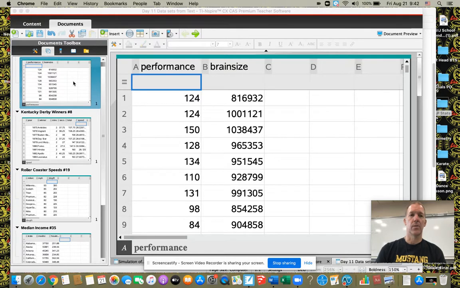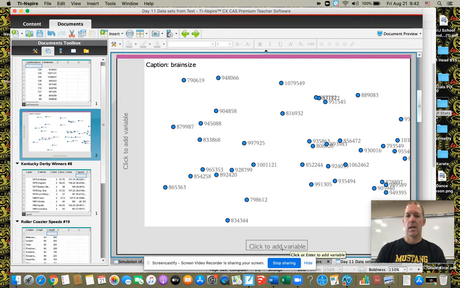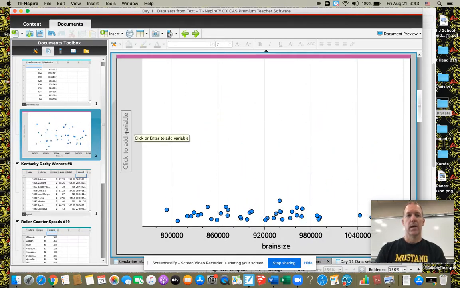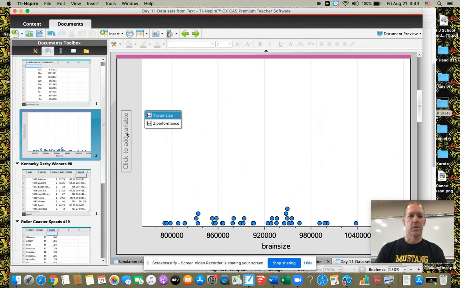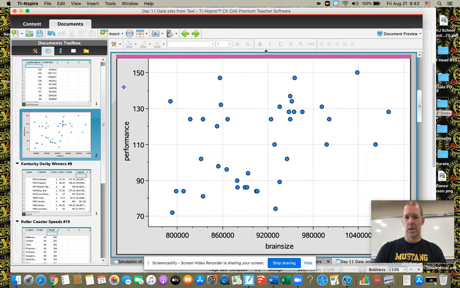So here we go. This first set is performance versus brain size. I'm going to just insert a data and statistics page, and on the x-axis I'm going to put brain size. I just got these out of the textbook. These are just textbook data sets, and then performance. So they're trying to say, the bigger your brain, the better your performance, or something like that, seeing if there's a correlation going on there.